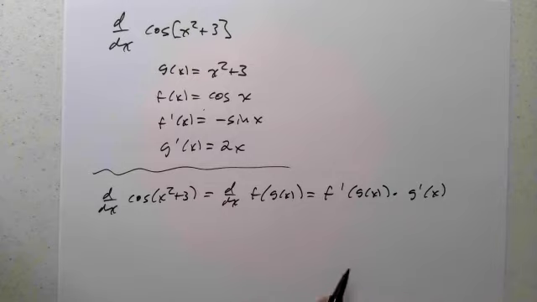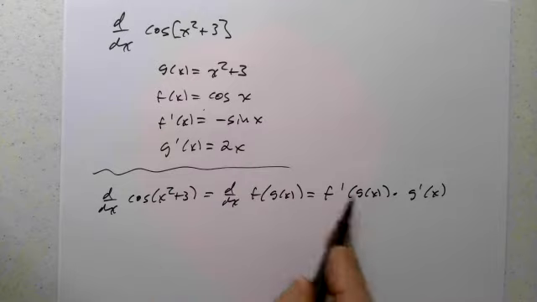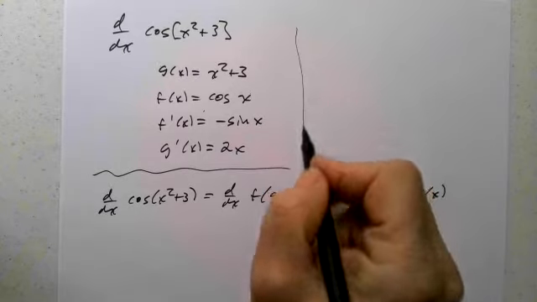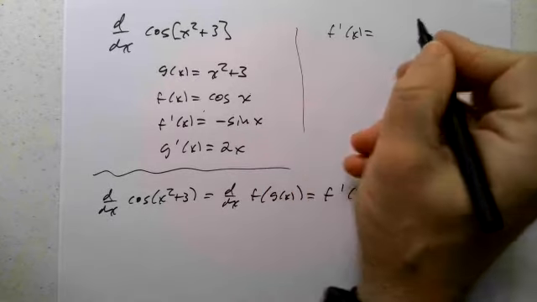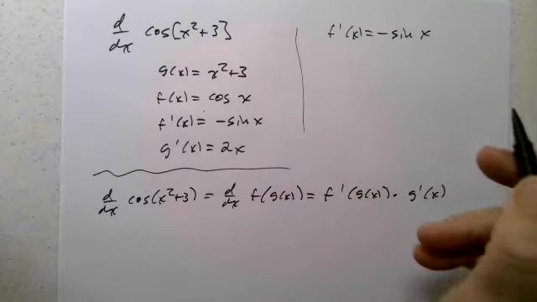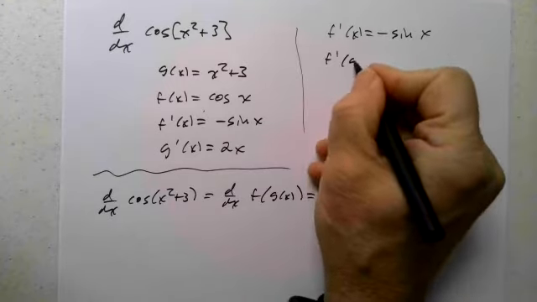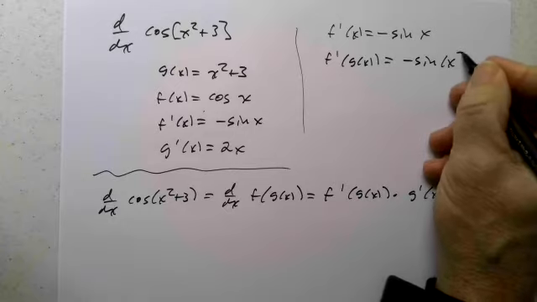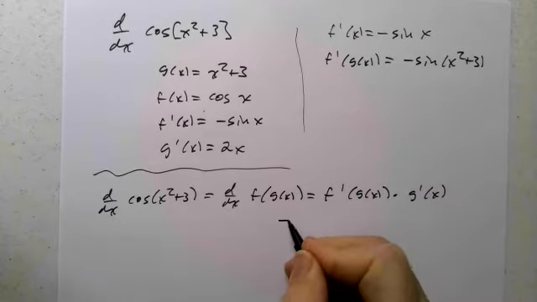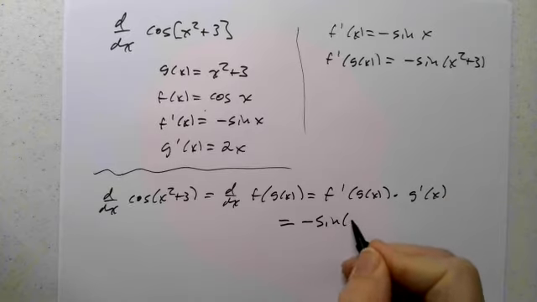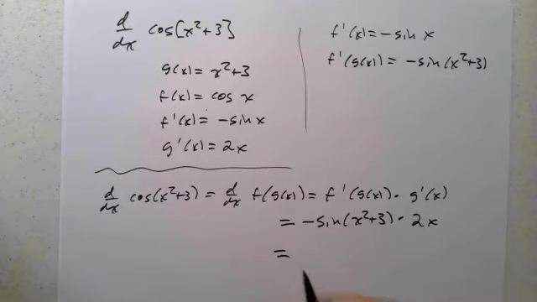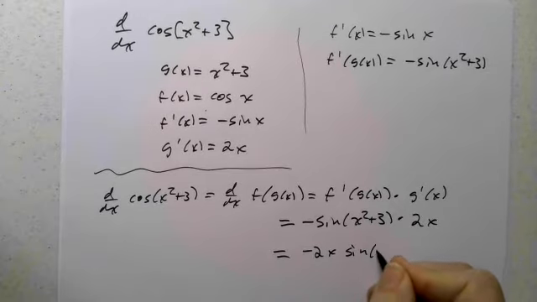And let's go ahead and look at this. What is f prime? F prime is negative sine of something. So f prime of x is negative sine of x. What's f prime of g of x? F prime of g of x would be negative sine of x squared plus 3. So we can put that in here, negative sine of x squared plus 3, times g prime of x, which is just 2x, and writing this in a little cleaner fashion, we'll finish it up with negative 2x times the sine of x squared plus 3.